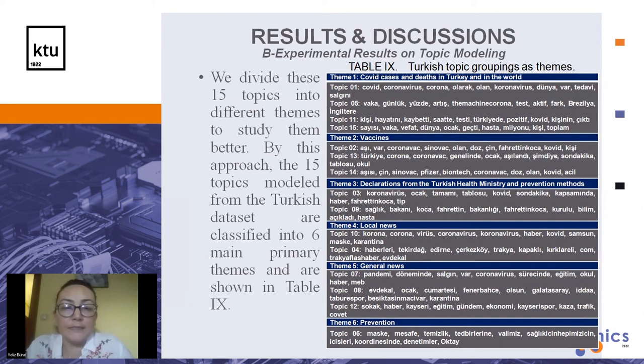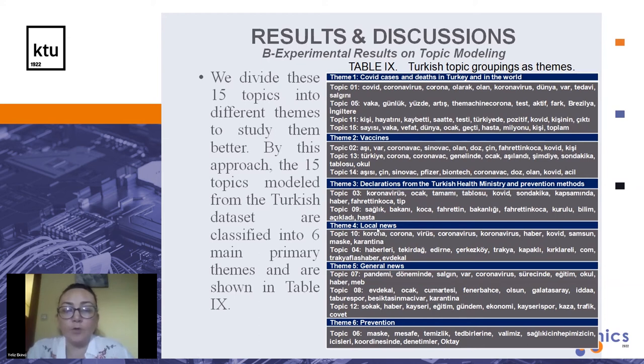So there have been six teams in the Turkish data set. The first one is about COVID cases and deaths in Turkey and in the world. And the second team is about vaccines, which includes three topics. The first one included four topics. The third one includes two topics, and they are about declarations from the Turkish Health Ministry and prevention methods, because the Turkish Health Ministry made explanations every day and had some warnings about the prevention methods.